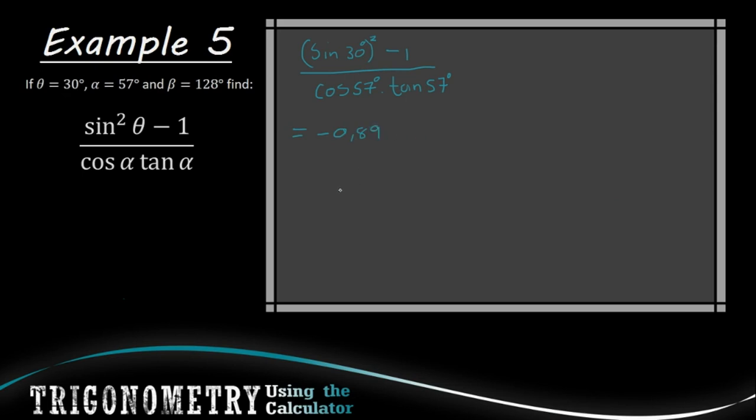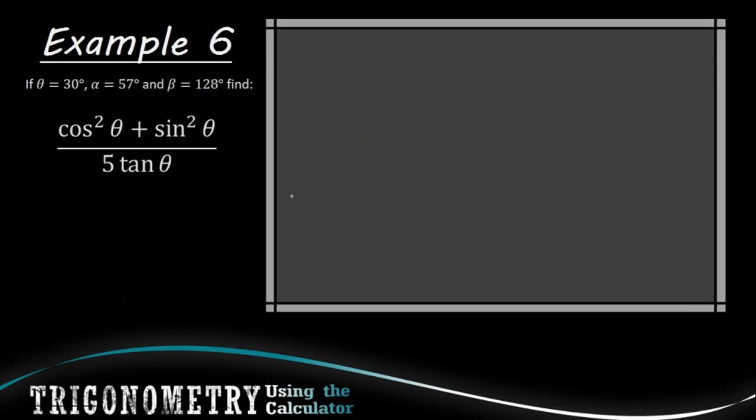Then for example 6, now we have this one, and first of all, I'll just rewrite this as cos theta is once again 30 degrees, and then we square all of that plus sine of 30 because it's also theta, and then we square all of that, and that's over 5 times by tan of theta, which is 30.